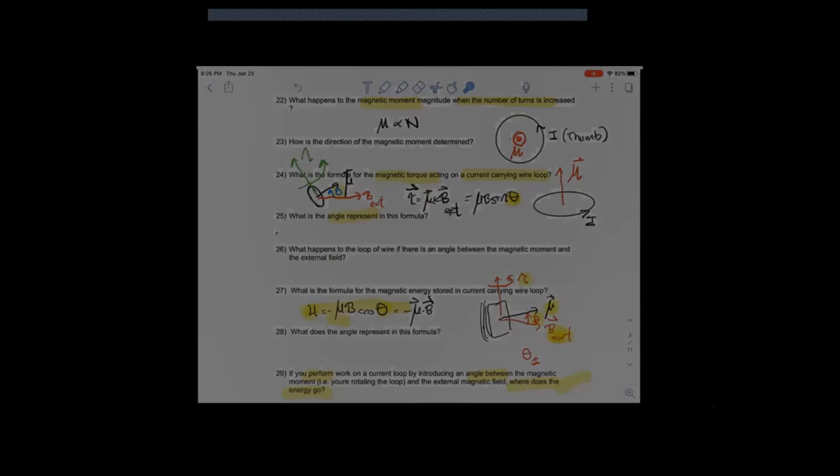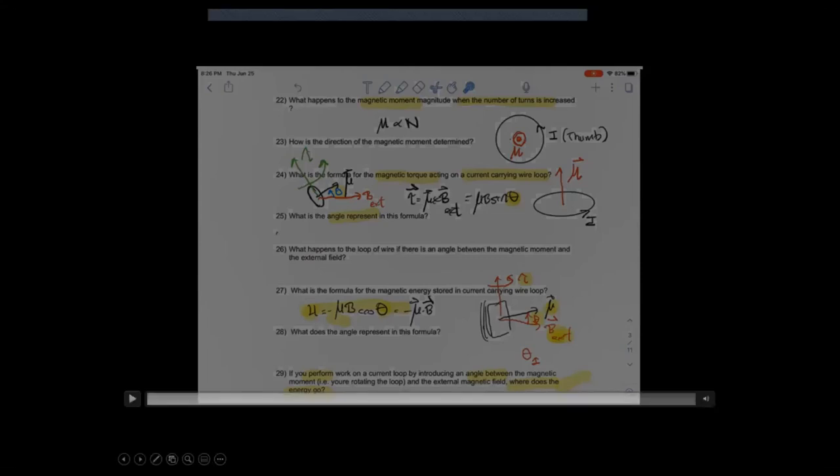The magnetic field is pointing this way. I just rotate the loop in this direction, and when I let it go, what's going to happen? The loop is going to snap in this direction. It's going to rotate in this direction. It's going to experience a torque in that direction until it lines itself up along the direction of the external magnetic field. Which means that the amount of energy that I store in it is going to turn into the rotational kinetic energy of the loop.